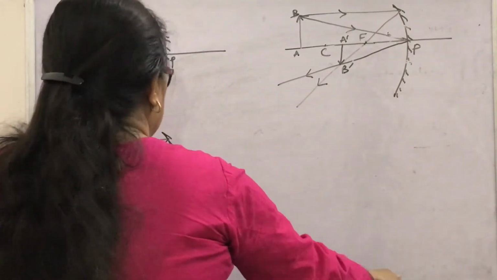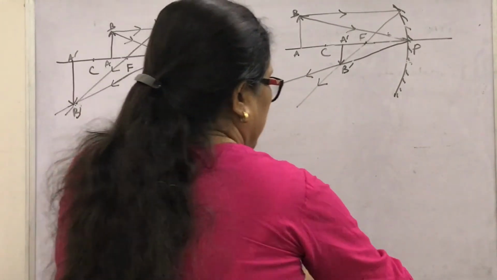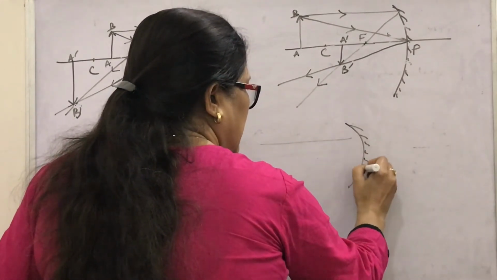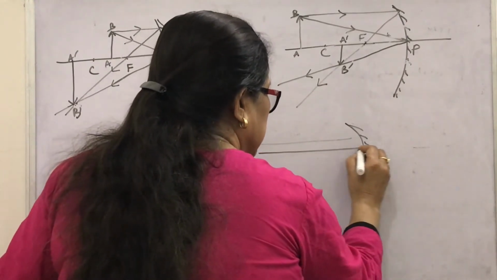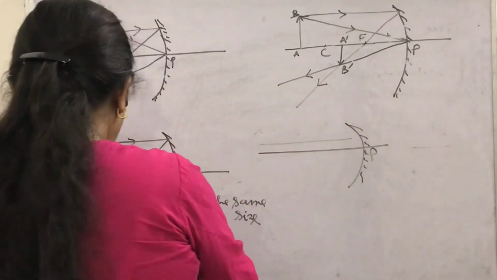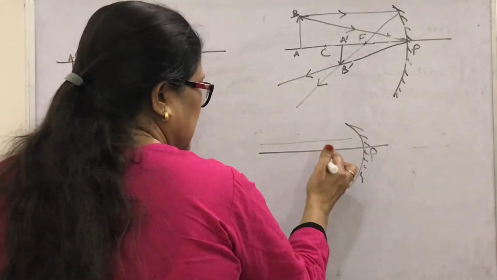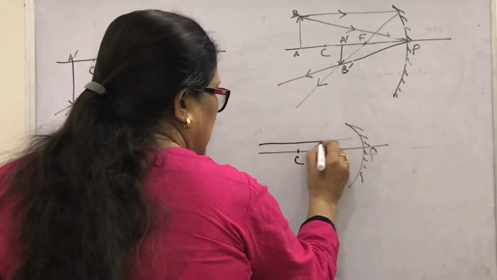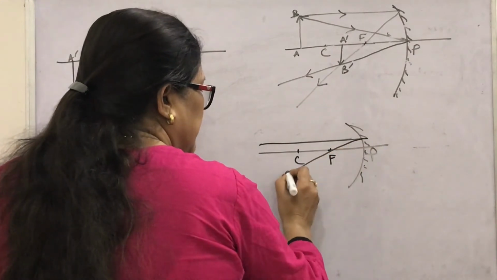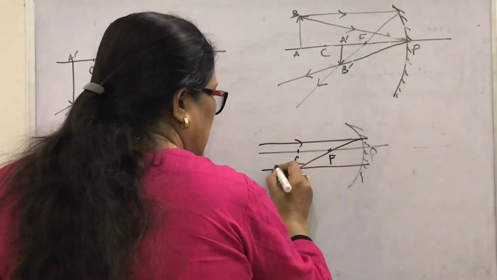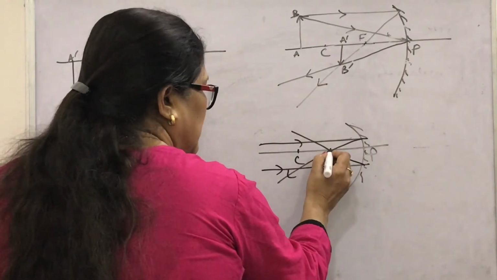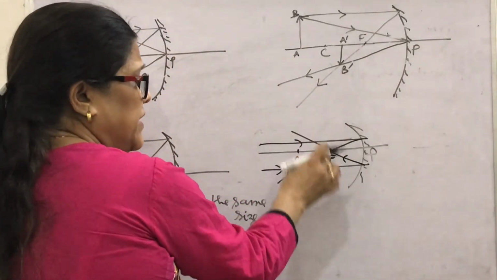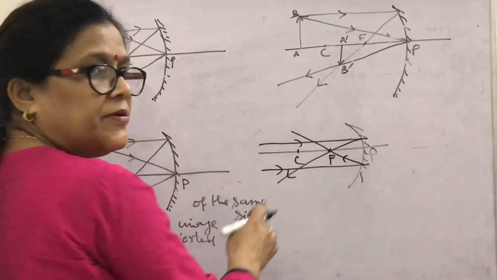We simply take the parallel rays which are coming from the object, and we draw the parallel rays at the mirror. This is the principal axis, this is P, this is C, this is F. Then we take the parallel rays, and they are reflected here. Both the rays are passing through F, and at F a highly diminished, real, inverted image is obtained.